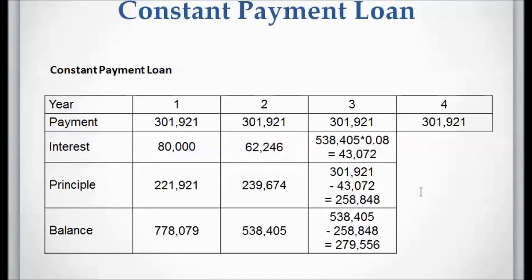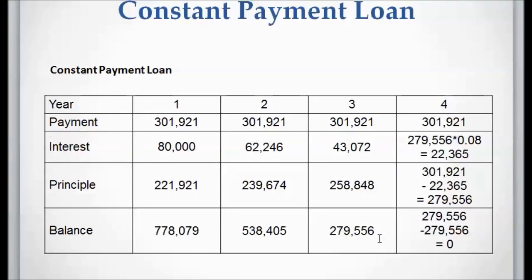We repeat the calculation for year 3. Interest equals the remaining balance of the previous year multiplied by the interest rate, and the principal equals the payment, which is up here, minus the interest, which we calculated here, and it gives us the principal. And the remaining balance equals the balance minus the principal that we calculated here, which gives us the remaining balance at year 3.